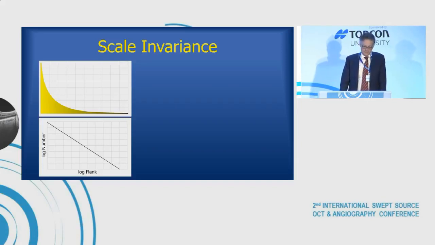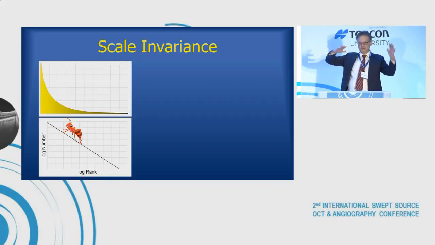There's a characteristic of this that's called scale invariance. If we were looking at that log-log plot and we were a little ant, we wouldn't really know where we were on that plot, because no matter where we were, the slope of that line would be the same. So no matter what scale we look at, it's the same relationship.